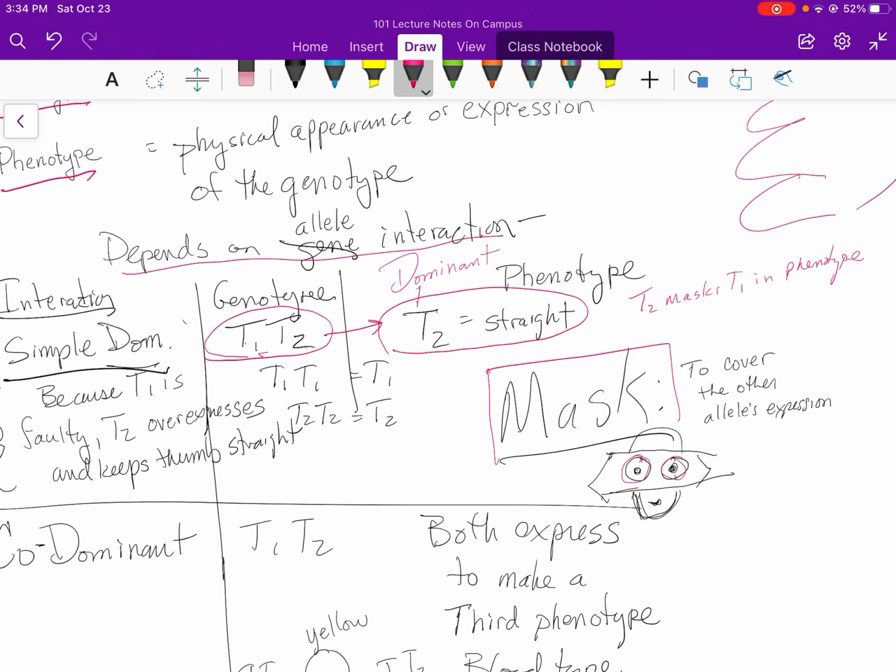Now, it's really important not to confuse this with the idea that T2 is stronger in some way or more likely to be inherited in some way. It is more likely to be expressed when it's there with the T1. So you don't see T1, but that doesn't mean that T2 is any more likely to be handed off to the gametes in meiosis, and it's not. This is all about which one is more likely to be expressed, not which one is more likely to be inherited, because they're both equally likely to be inherited.